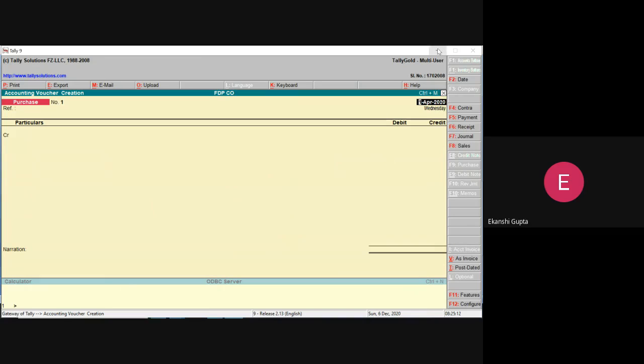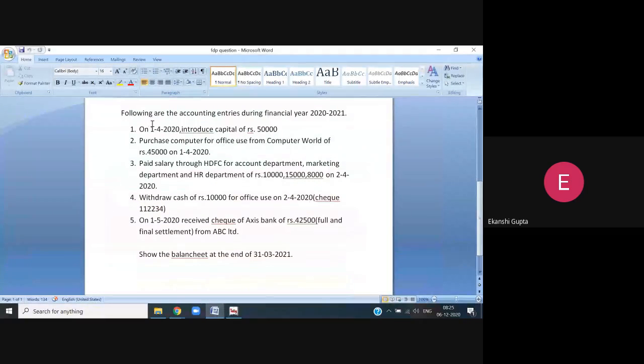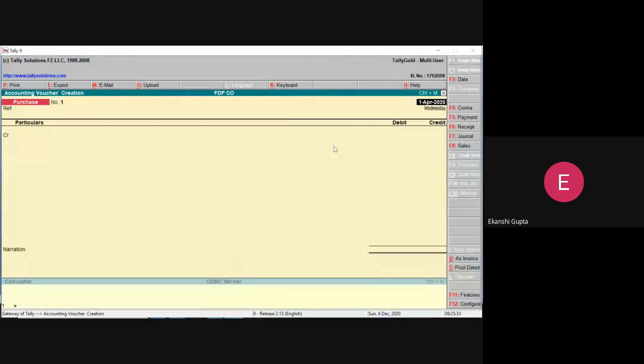So let's pass the first entry. The first entry is on 1st April 2020, introduce capital of rupees 50,000. So the first entry would be cash to capital. We are receiving cash in the form of capital. Therefore, it would be under receipt voucher. We are receiving, either in the form of cash or bank, so it is in the form of cash. Hence, we'll put it into the receipt voucher.